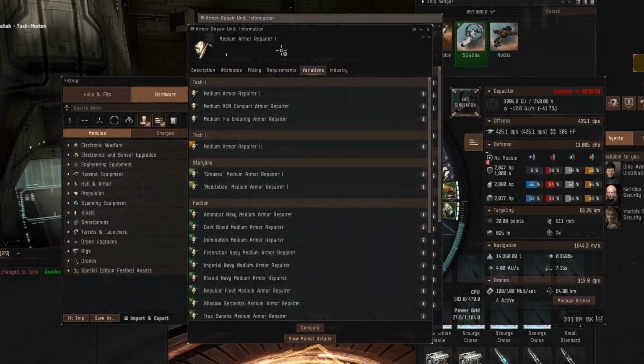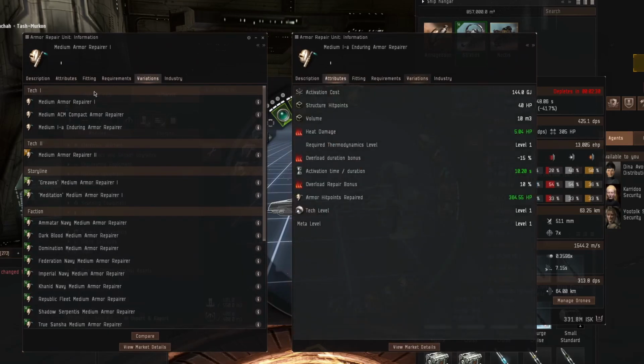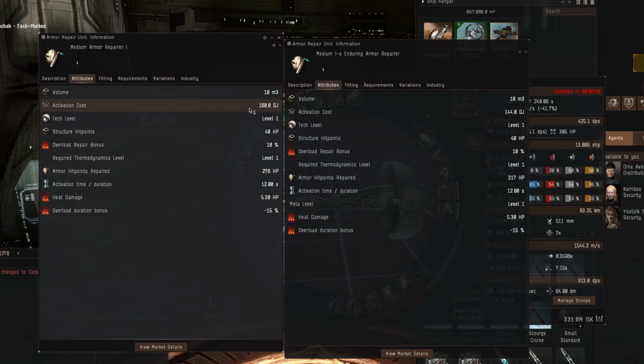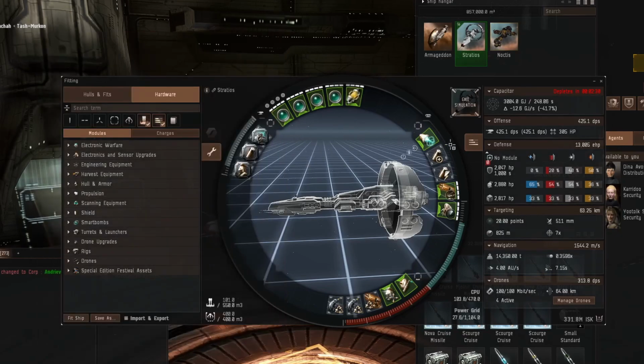This one of the variants is compact and enduring. We'll open a separate window for the Tech 1. We'll compare the attributes. Here we see the Tech 1 has an activation cost of 160 every 12 seconds, and every 12 seconds the enduring has an activation cost of only 144. So quite a lot of active modules have enduring variants which have less capacitor use, so this can be good.